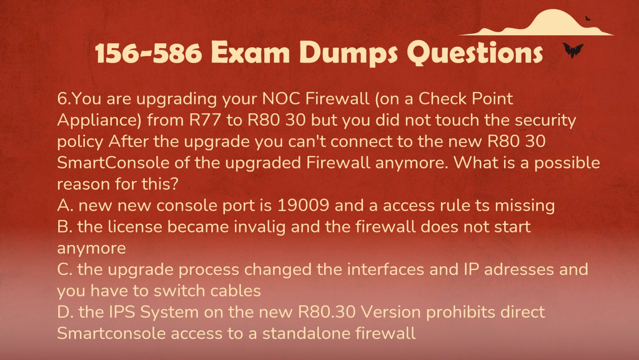A. New console port is 19009 and an access rule is missing. B. The license became invalid and the firewall does not start anymore. C. The upgrade process changed the interfaces and IP addresses and you have to switch cables. D. The IPS system on the new R80.30 version prohibits direct SmartConsole access to a standalone firewall.